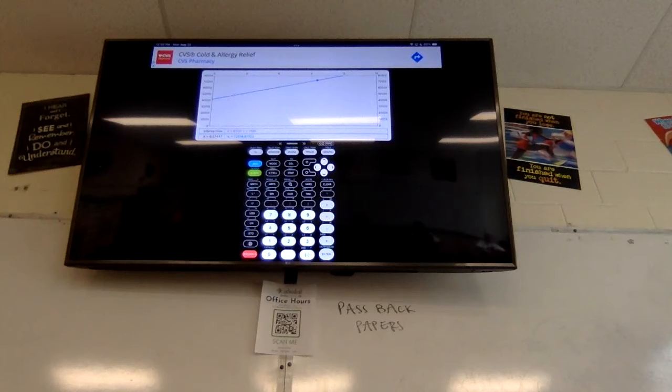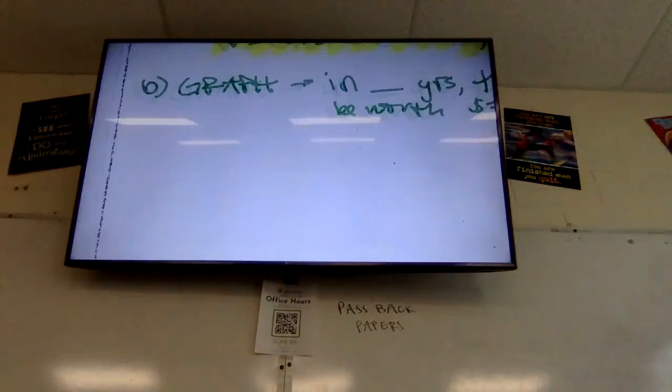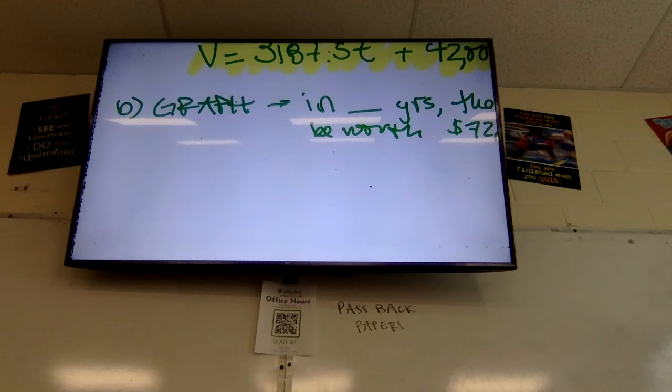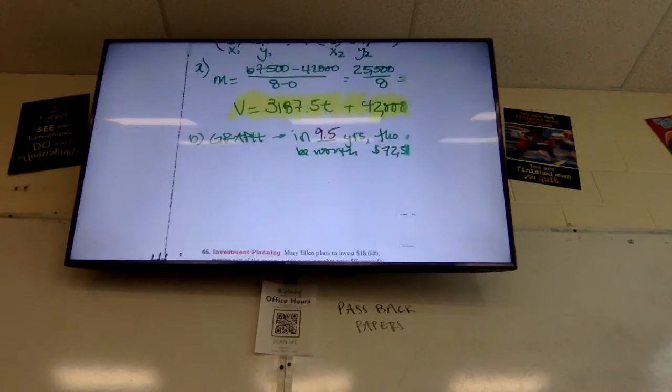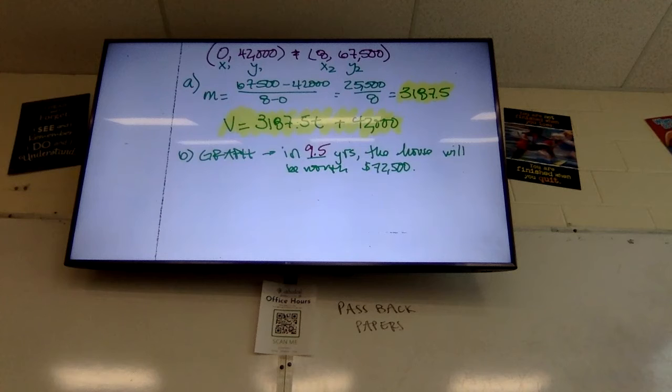Is everybody okay with that kind of estimation? 9.5 is going to be my X value for when my Y is 72,500. 9.5 years. The house will be worth 72,500. Okay. Anybody questions yet on the graph or on how I do those numbers? Okay.